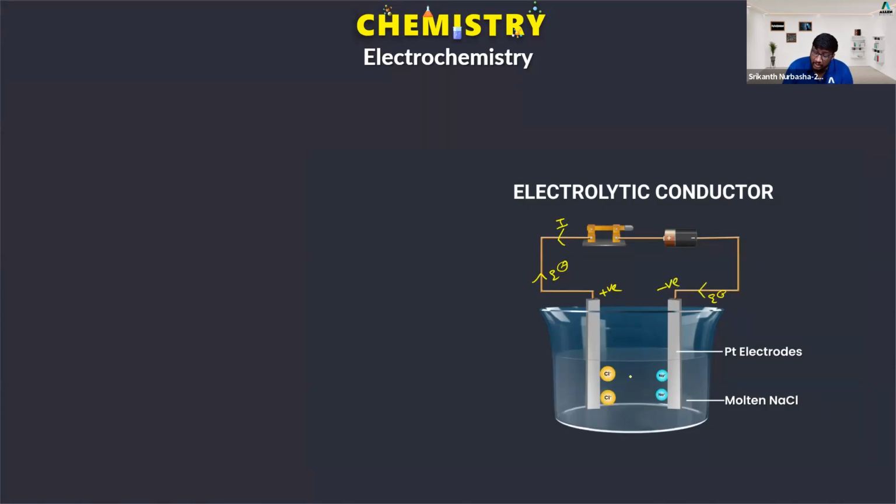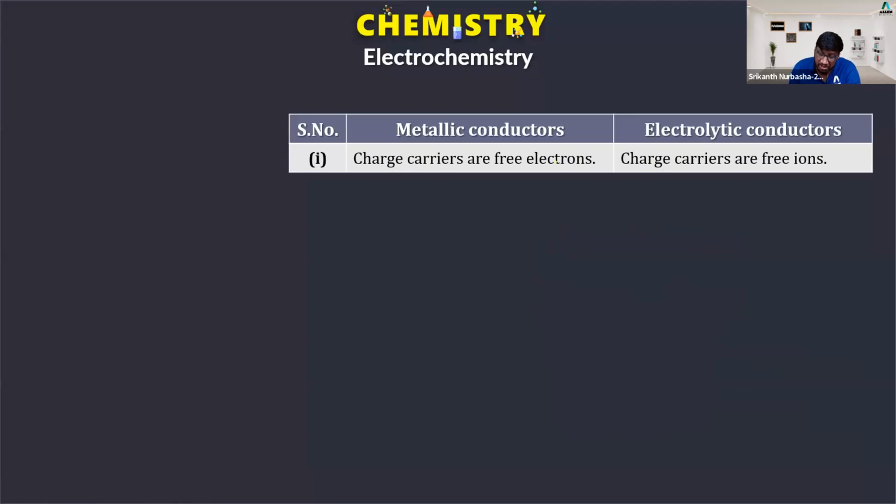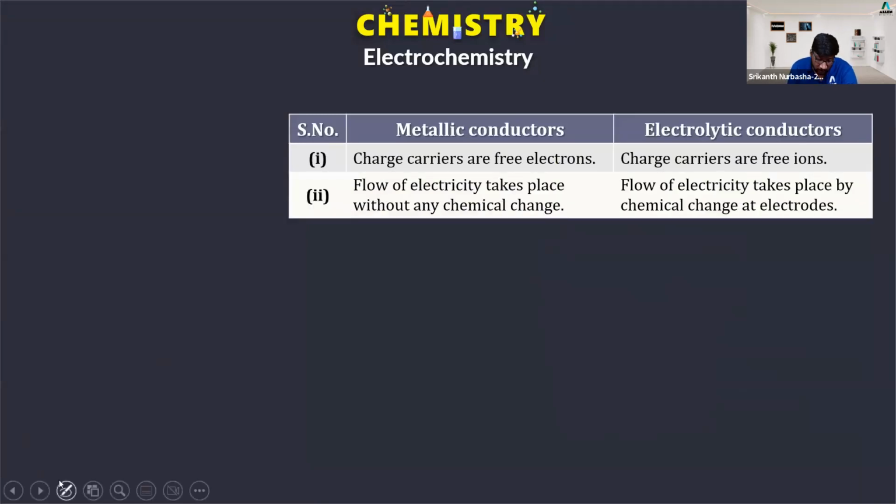So the negatively charged Cl minus ions move towards the positively charged electrode, which is the anode. Due to the motion of these ions, this solution behaves as a conductor. That is why it is an electrolytic conductor or ionic conductor. The ions are responsible for the transfer of current. Metallic conductor means flow of current is due to transfer of electrons; electrolytic conductor means it is due to movement of ions. In metallic conductors the charge carriers are free electrons, in electrolytic conductors the charge carriers are free ions.